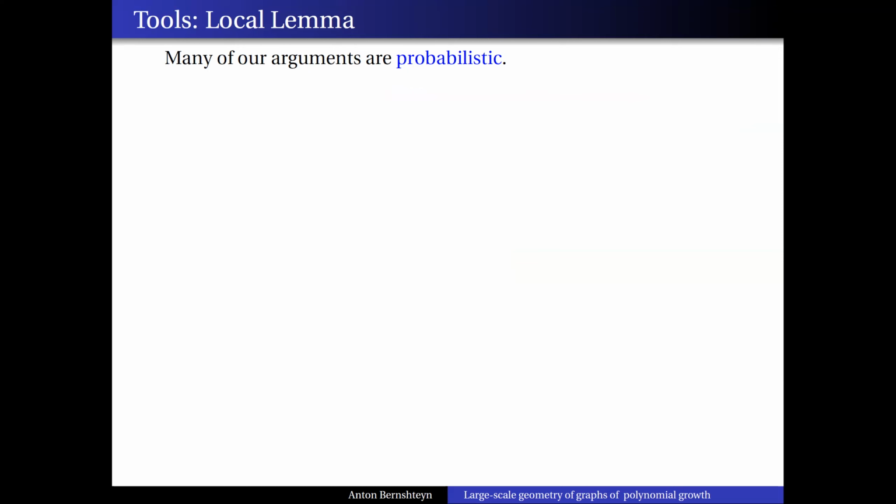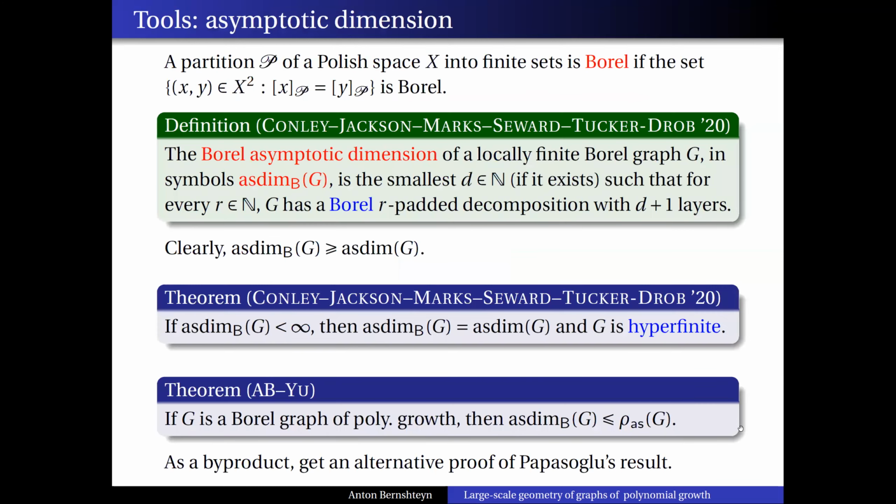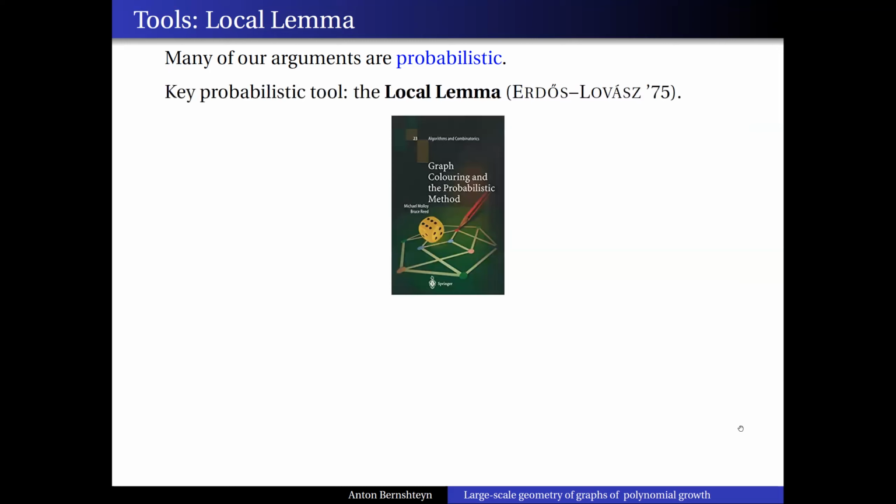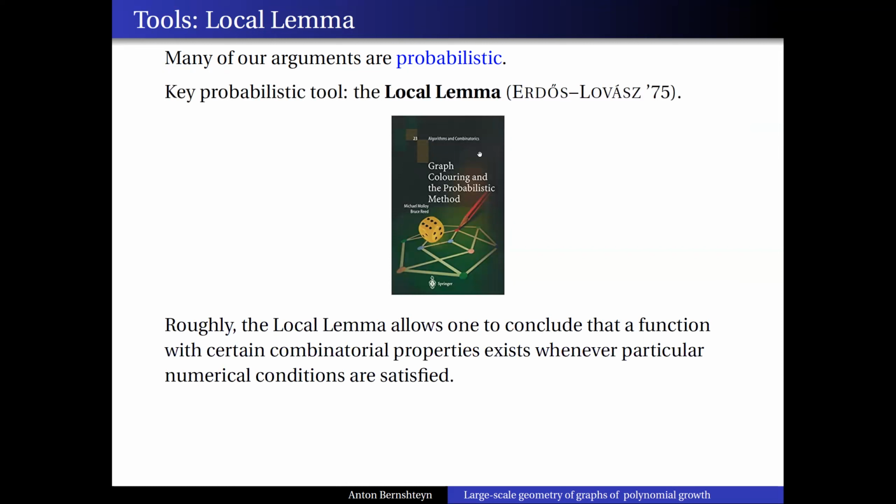Just another tool, and I'm not going to tell you how we prove this, but one of the key ingredients that we use is the local lemma. A lot of our arguments are probabilistic. Most arguments that we make in this proof are probabilistic. And what is the local lemma? I will not say exactly what it is because the statement is kind of technical. But I have this picture of this book here to illustrate that this is a very common tool in combinatorics. If you do graph coloring or something like this, you use it all the time. If you open any page of this book, you're going to see a use of the local lemma somewhere.